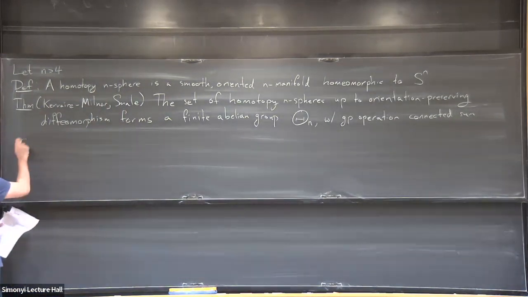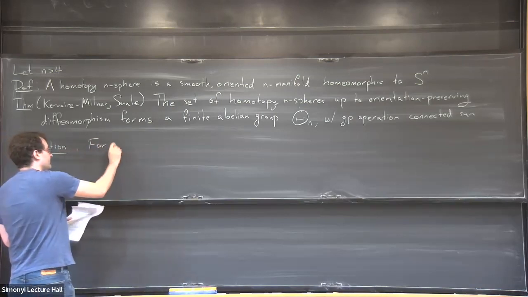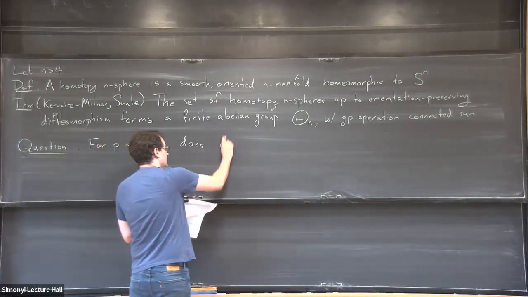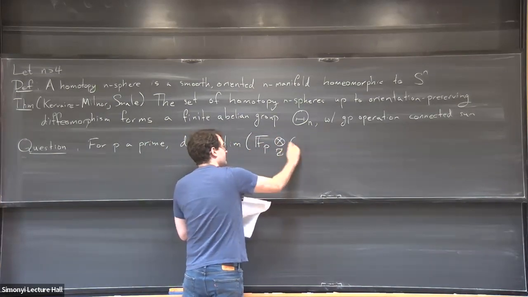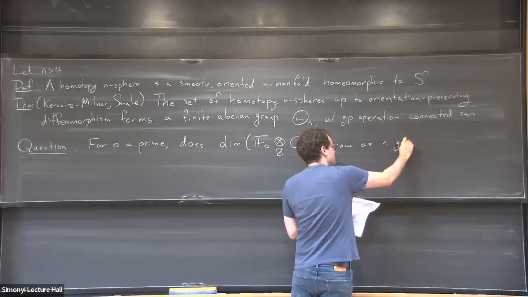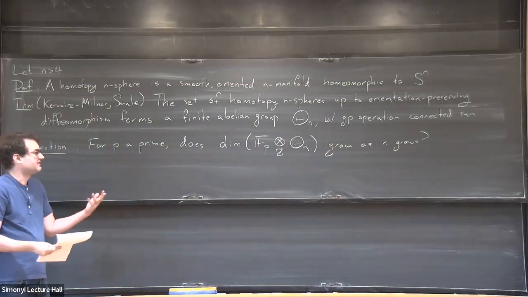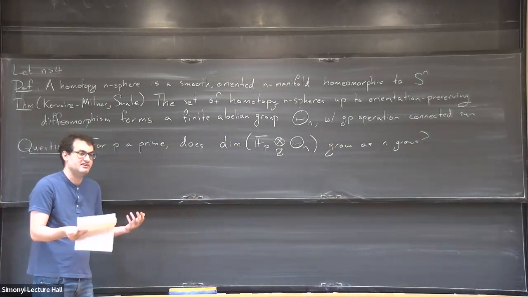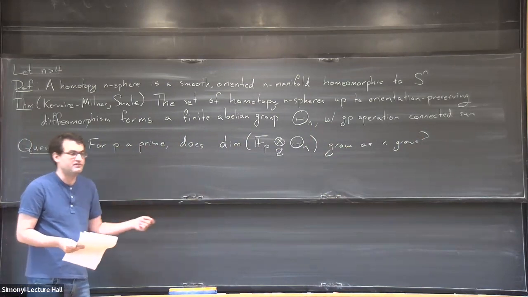So I want to ask the following basic question. For a prime p, does the p rank, or the dimension of F_p tensored with this finite abelian group, grow as n grows? And you might wonder how many exotic spheres there are. That would be a question about the cardinality of theta n. And I want to ask how many exotic spheres there are that genuinely are not related to each other via connected sum type operations? So some questions about the rank of this group.